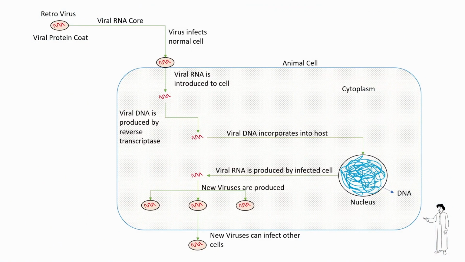This slide explains the whole process by which it replicates and multiplies. Please take a look. As the virus enters into an animal cell, it incorporates into the host genome and new viral RNA is produced by the infected cell, which further produces new viruses that affect the other cells. Also, the infected cell can survive while viruses are being replicated and released.